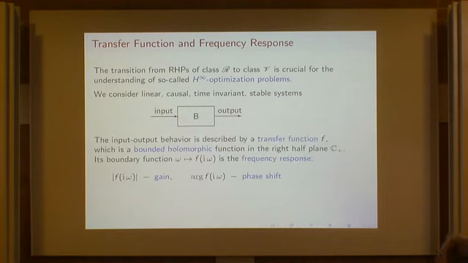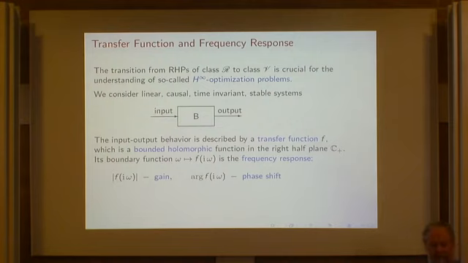And these systems can be described. Every system can be described by a transfer function, which I denote by f. This is a bounded holomorphic function in the right half plane. And in fact, this is a one-to-one correspondence between the operators of this type and the bounded holomorphic functions in the right half plane. So what is of special interest is the value of this transfer function on the imaginary axis, because this has an interpretation. This is called the frequency response function.